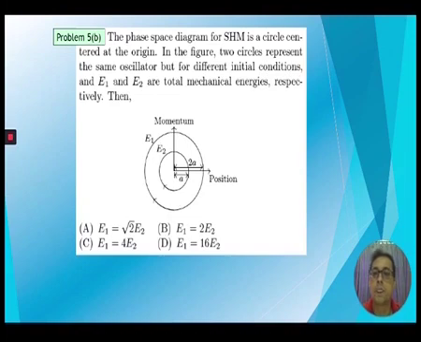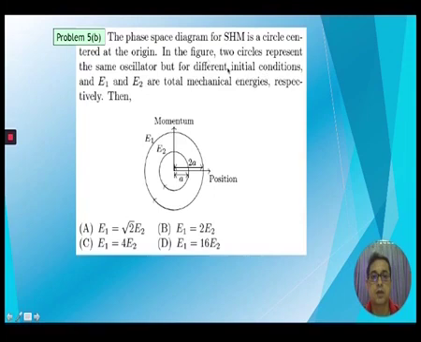Now the second problem, 5. This part of the problem says the phase space diagram of simple harmonic motion is a circle centered at the origin. Please note it down. In the figure, two circles represent the same oscillator, but different initial conditions, and E1 and E2 are the total mechanical energies respectively.